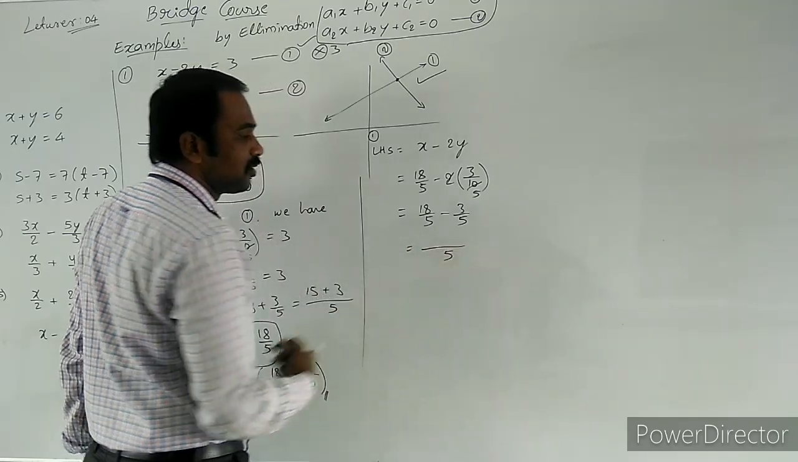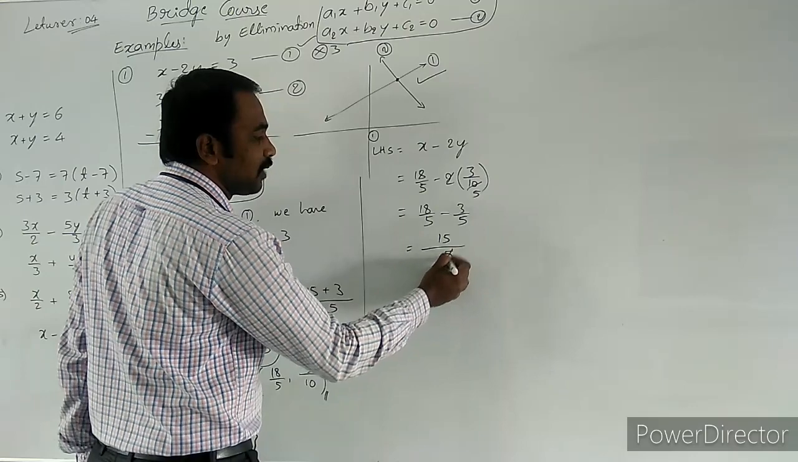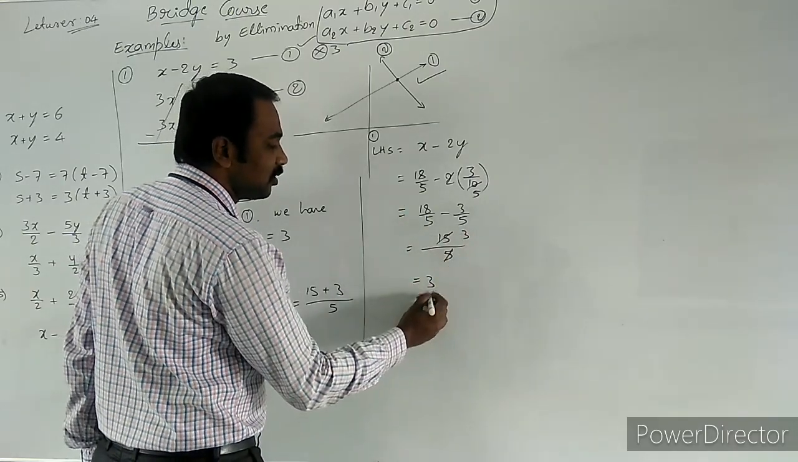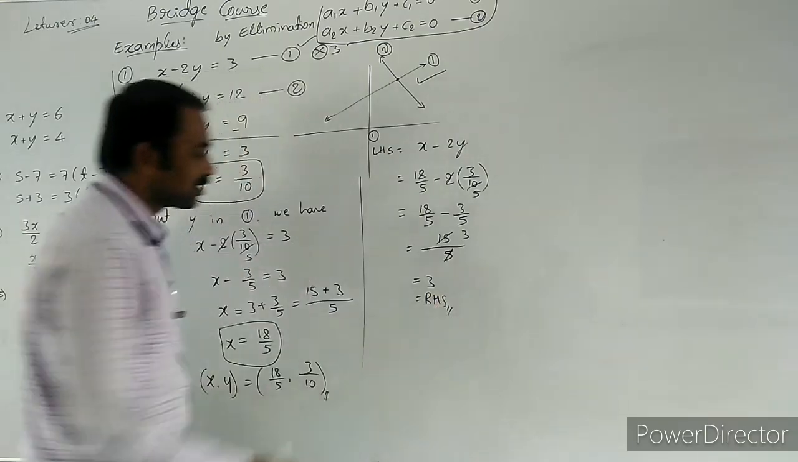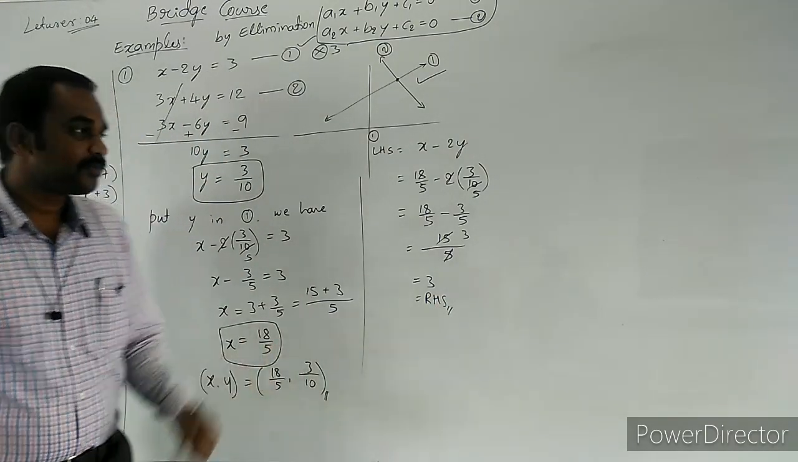LCM is 5, no doubt at all. 18 minus 3 is 15. So 5 threes are 15, so we get 3. So LHS is equal to the RHS. Hence our answer, that is the x and y value, is correct.